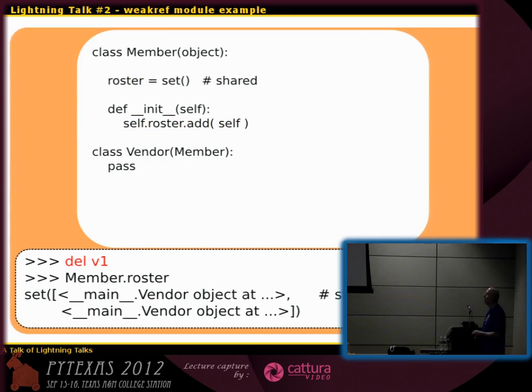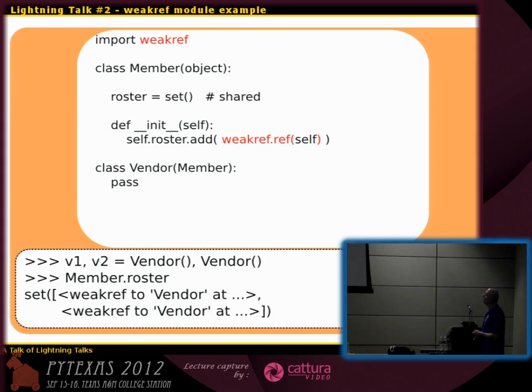We then go in to delete V1. We delete one of the vendors so that it should go away from Python memory. But because it's been added into this roster, it still stays around in memory. So even though we've deleted one of our vendors, his record is still hanging around in memory, and we would like to clean that up automatically without having to tell the collection, tell the set, that vendor has gone away.